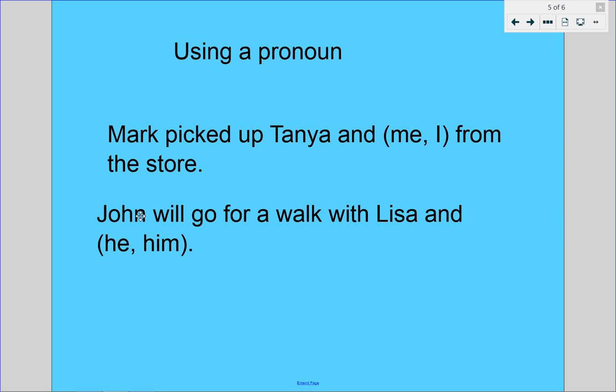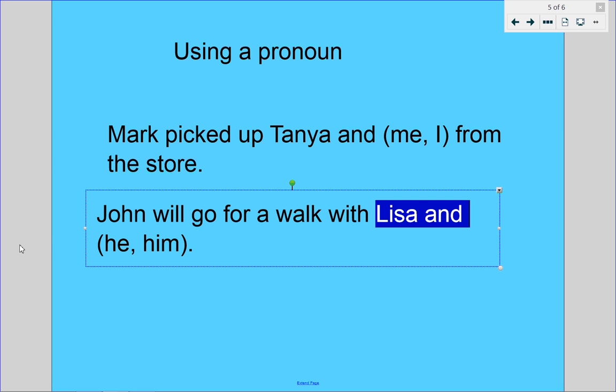Okay, in this one, John will go for a walk with Lisa and blank. So in this situation, we think about taking out Lisa and. John will go for a walk with he. John will go for a walk with him. Now the only time, and it's him here. It's the correct word there.